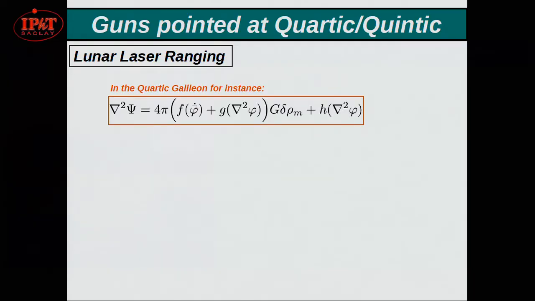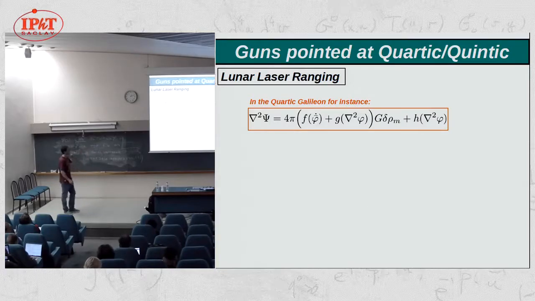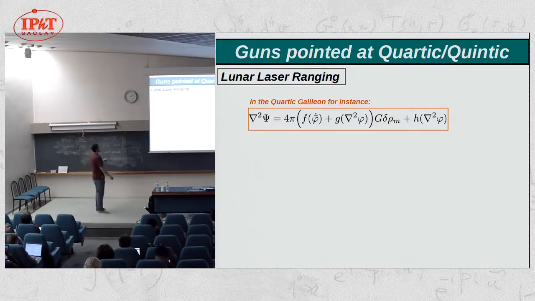Okay, so this is my last slide before I summarize, and I'm going to mention three guns that are pointed at the quartic and the quintic. This one here wasn't mentioned by Miguel or Lucas yesterday. So, experiments that could be done with lunar laser ranging.